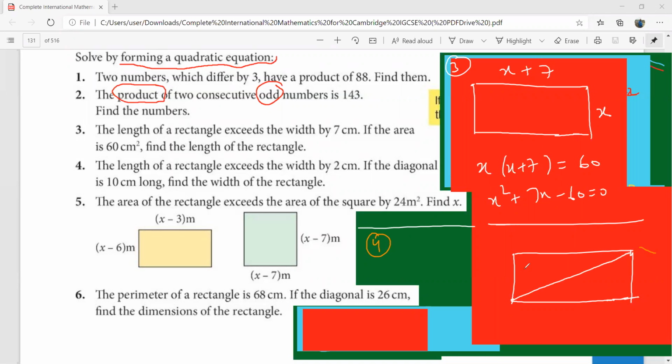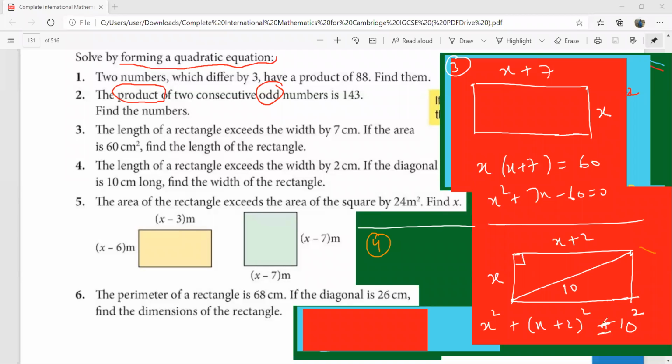It says the length of a rectangle exceeds the width by 2. So if this is the length and this is the width, and we're given the diagonal is 10 cm, how would you form the equation now? The Pythagoras theorem would help you form this equation: x squared plus (x plus 2) squared is equal to 10 squared. Do you understand this, guys?